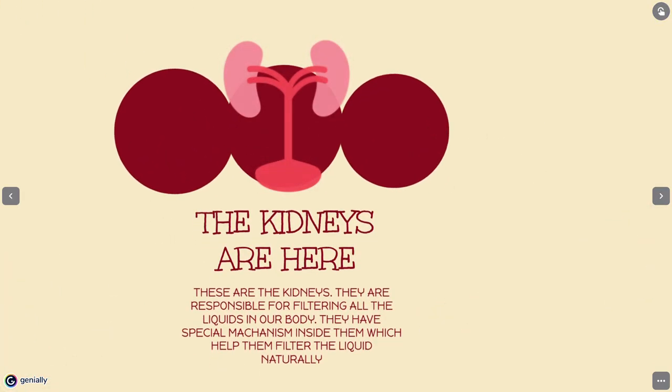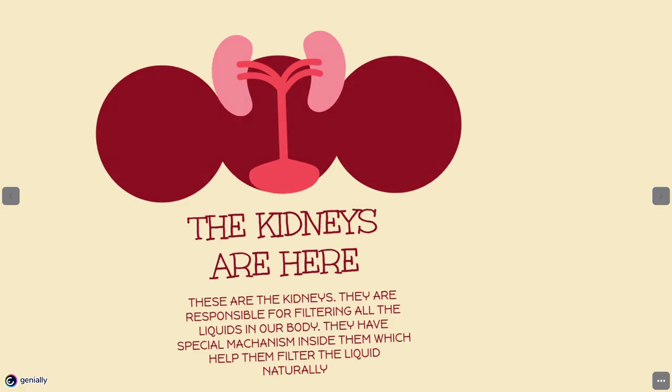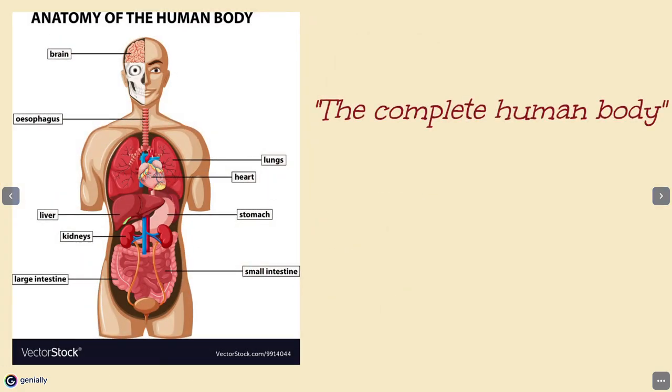And here are our kidneys. Actually, they are responsible for filtering the liquids in our body. And they have special mechanisms which help them filter liquid naturally. Like in filters, we add filter paper and all. They do it naturally. So, this was about the major organs present in our body.